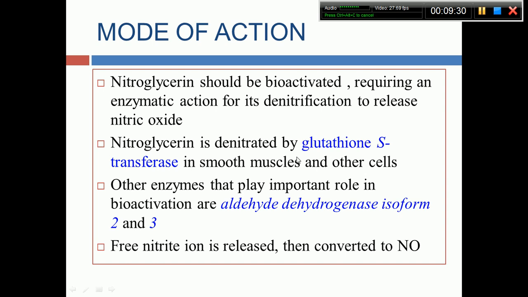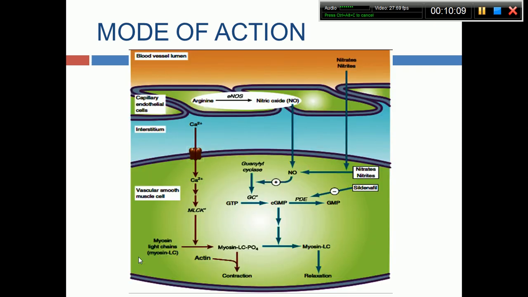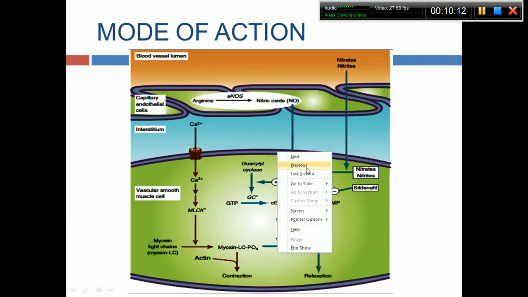Which enzymes are involved in denitrification? Glutathione S-transferase in smooth muscles and other cells. Other enzymes that play an important role in bioactivation are aldehyde dehydrogenase, isoforms 2 and 3. So there are basically enzymes involved in bioactivation: number 1, glutathione S-transferase; number 2, aldehyde dehydrogenase isoforms 2 and 3. Free nitrite ion is released and converted to nitric oxide.